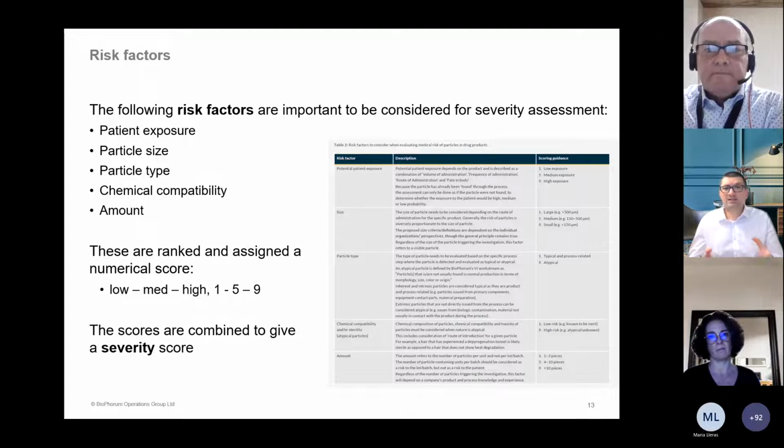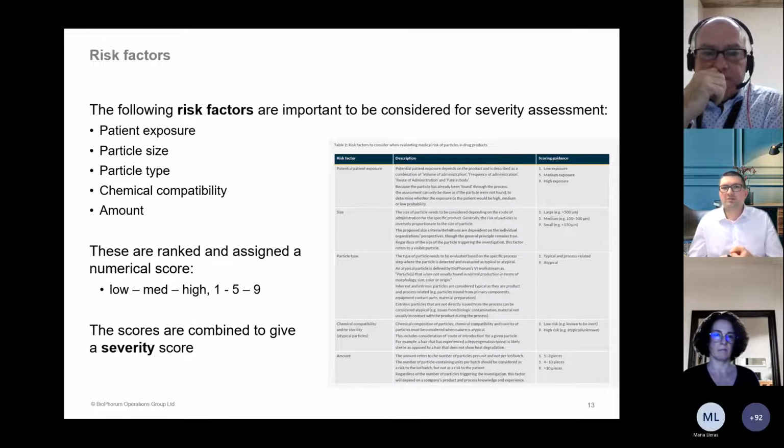We also look at the particle size. Generally speaking, the larger the particle, the lower the risk. That's also important to come up with that final ranking. The particle type, whether it's typical or atypical to the process. We would look at chemical compatibility to understand if there is any toxicological risk to be taken into account, but also the amount of particles.